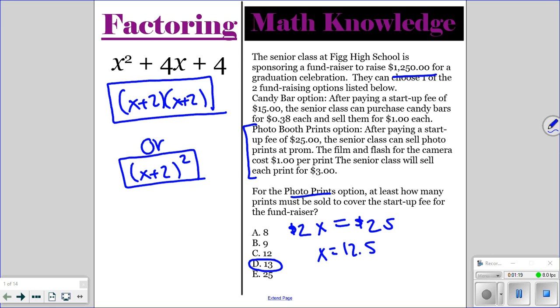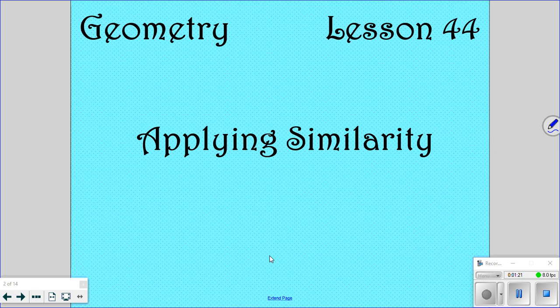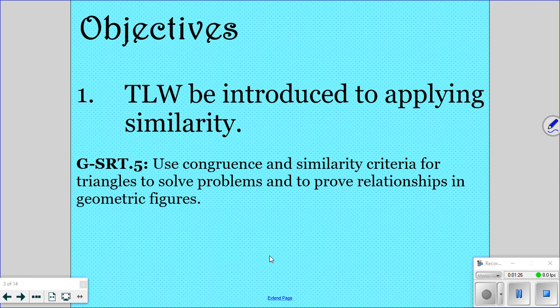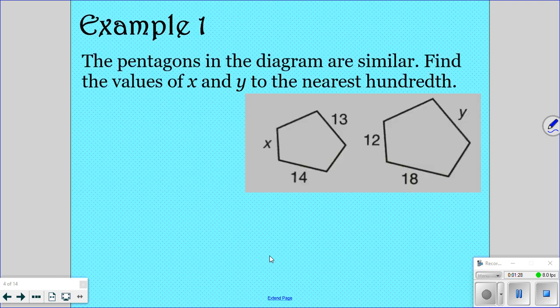Okay, so now we're going to look at lesson 44. We're going to be applying similarity. So hopefully you'll understand how to apply similarity after this lesson. So looking at this example, the pentagons are similar. We want to find the values of x and y to the nearest hundredth. So since we have similar figures, that means that we can set up ratios, and we can set them equal to each other to make a proportion.